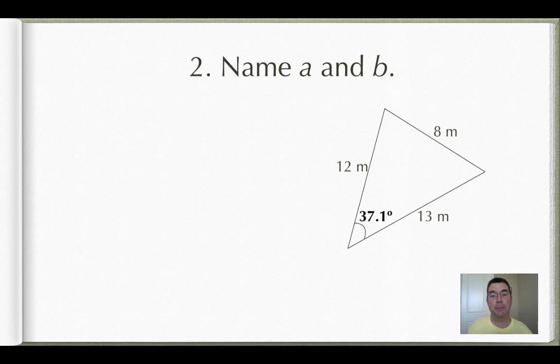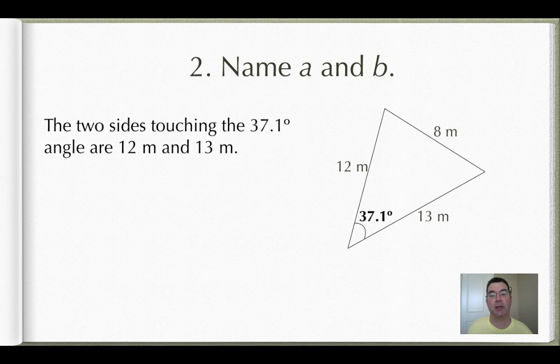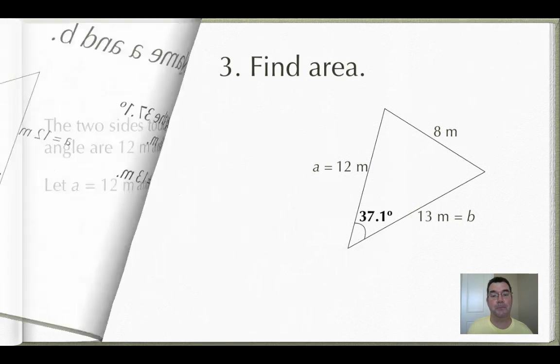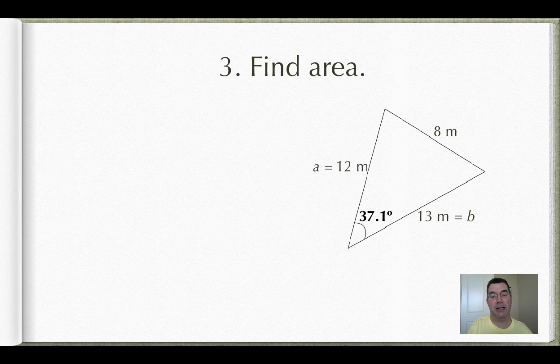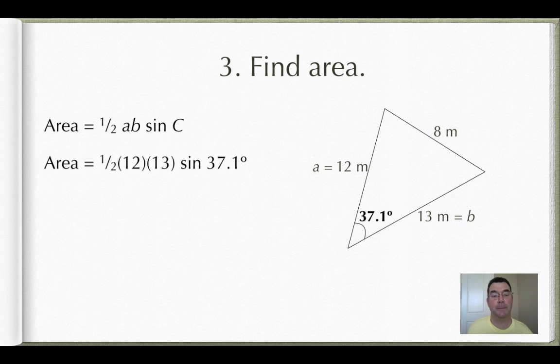I've labeled it A and B. Remember, I need to name A and B so that they are the sides that touch that 37.1 degree angle. Well, 8 is on the complete opposite side, so that's not it. The two sides are the 12 and the 13. So randomly, it really doesn't matter, I'm going to say that A is 12 and B is 13. And so lastly, using that information, side A is 12, side B is 13, and angle C is 37.1, I'm going to use that formula, plugging in A is 12, B is 13, and C is 37.1, and I get that the area is 47 square meters.